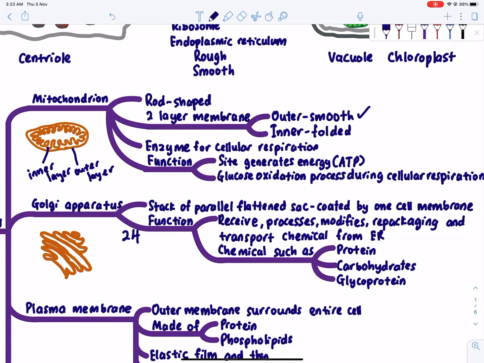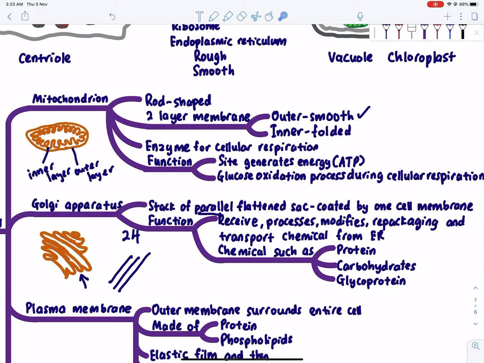Stack of parallel, flattened sacs coated by one cell membrane. They only consist of one cell membrane, but they are parallel. Parallel means they are in the same direction. They're flattened sacs coated by one cell membrane. They only have one cell membrane. It's not really difficult from the structure of this one.